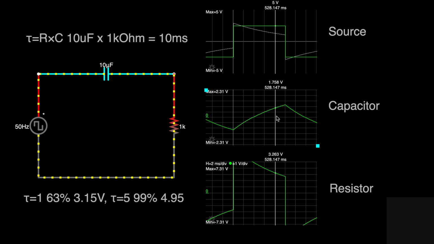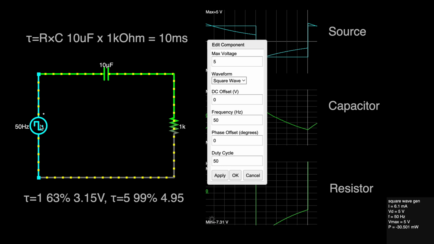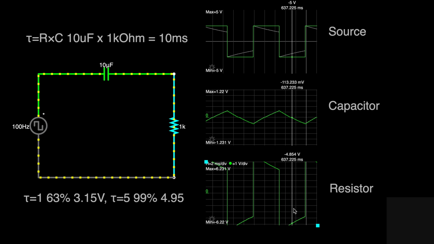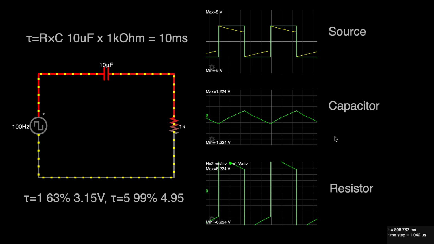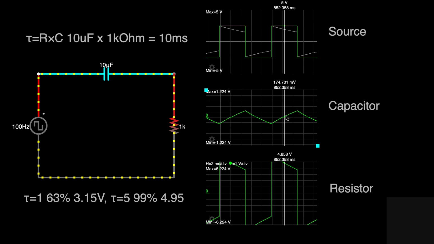And that's not quite apparent yet, but if we start to up the frequency, we can start to see that a little bit more. So let's go up to 100 hertz. You can see the resistor's output is starting to look more and more like the square wave input, and the capacitor is more strongly attenuating it, so it's now down to 1.2 volts.